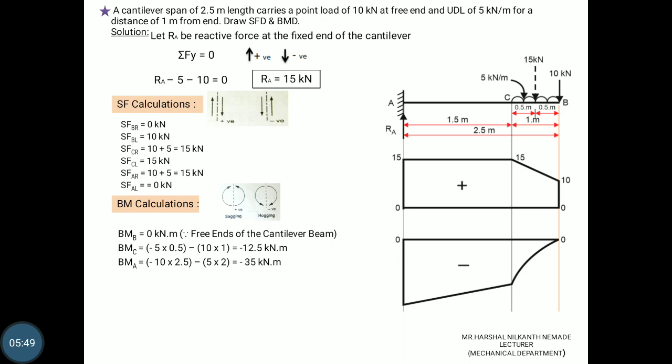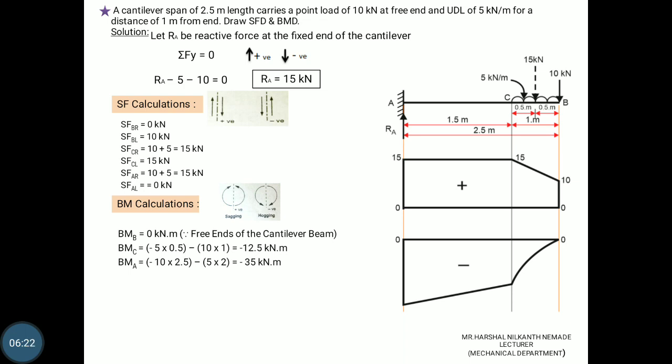SF calculation. SF at B right is equal to 0 kilonewton, SF at B left is equal to 10 kilonewton, SF at C right is equal to 10 plus 5 is equal to 15 kilonewton, SF at C left is equal to 15 kilonewton, at A right it will be 15 kilonewton, and at A left is equal to 0 kilonewton. After getting the SFD values, I will draw the diagram. After that, bending moment calculation.